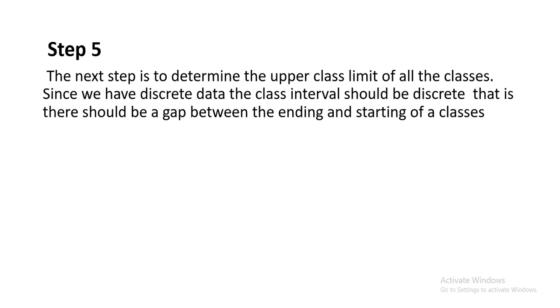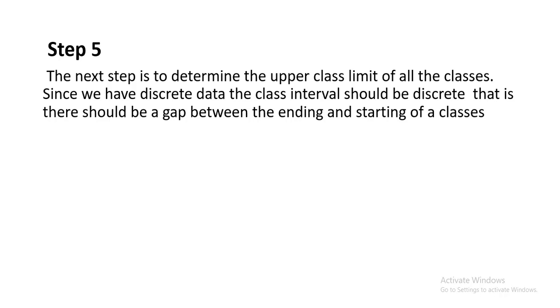Okay, step 5. Now step 5 is that you need to determine the upper class limit of the classes. Now what is the upper class limit? Let's say we have started the data from 15, and at what point are we ending that class? So 15 is the lower limit of the class, and the next point that we select, the point that should be the upper limit, will be the upper limit of the class. So let's say we have discrete data.